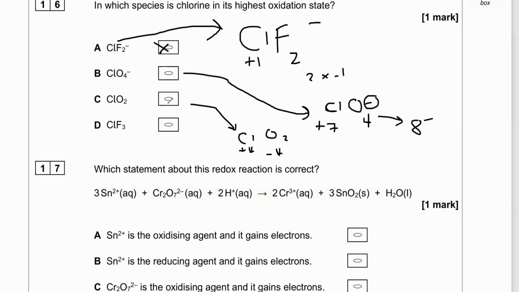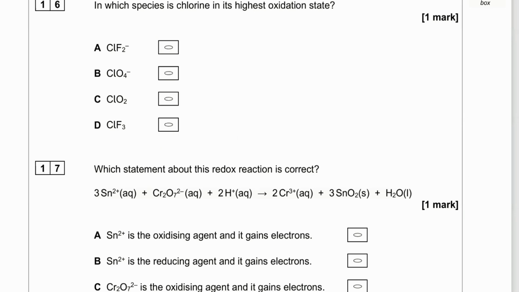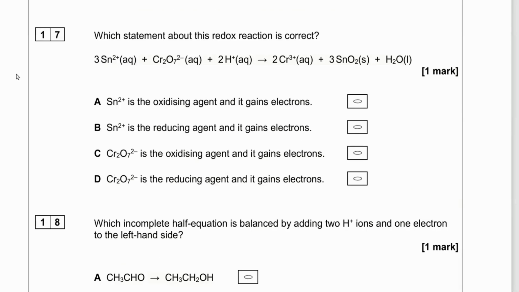ClO2, yeah, we've got a -4 electric charge, so chlorine is +4, and ClF3, as we said before, fluorine is always -1, so we've got a -3 from the 3 fluorine ions, so chlorine is +3. So the answer is B. That is where the chlorine has the highest oxidation state.